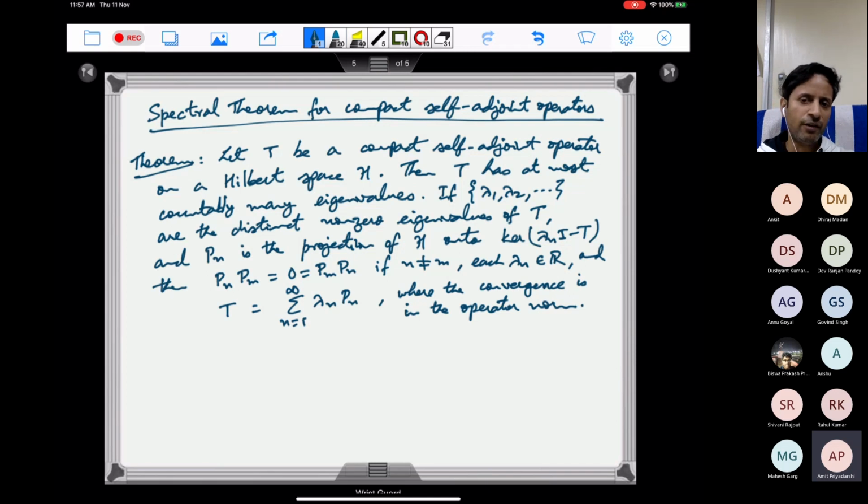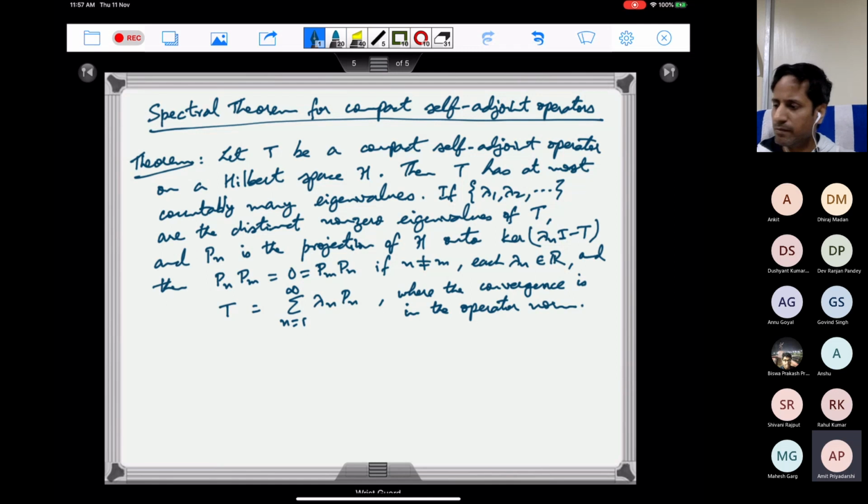If it is not a compact operator, then we cannot write it as this infinite sum. In that case there are more advanced spectral theorems, but there you will need an integral instead of this summation. That needs the concept of spectral measure. So for general normal operators also there are spectral theorems, but that is beyond the scope of this course.